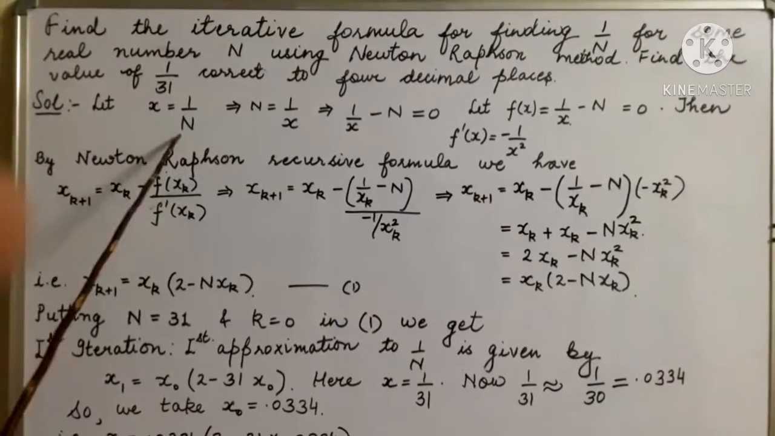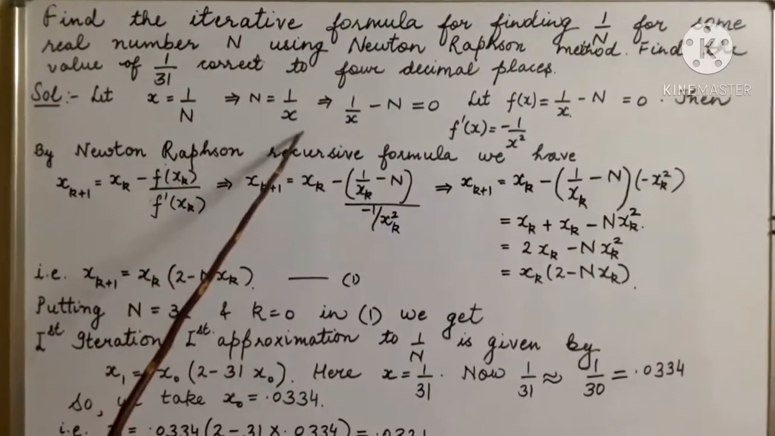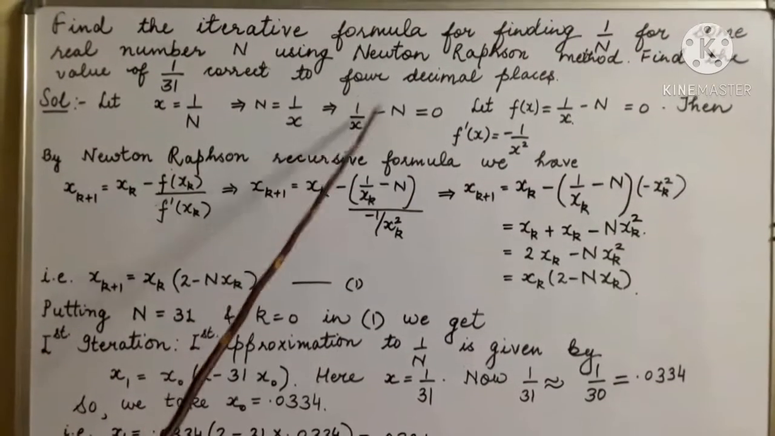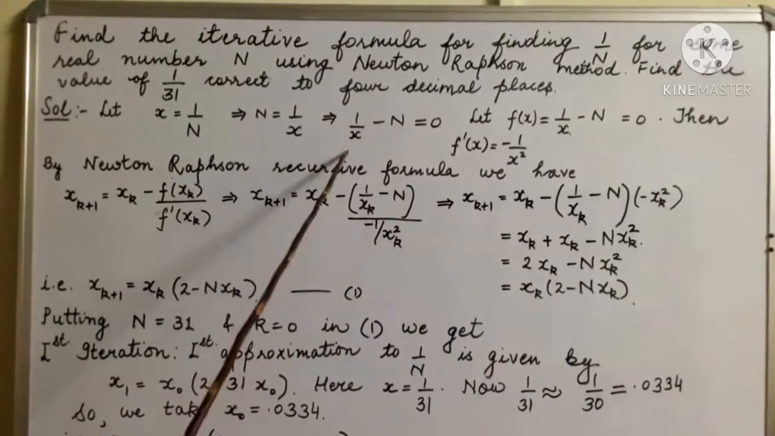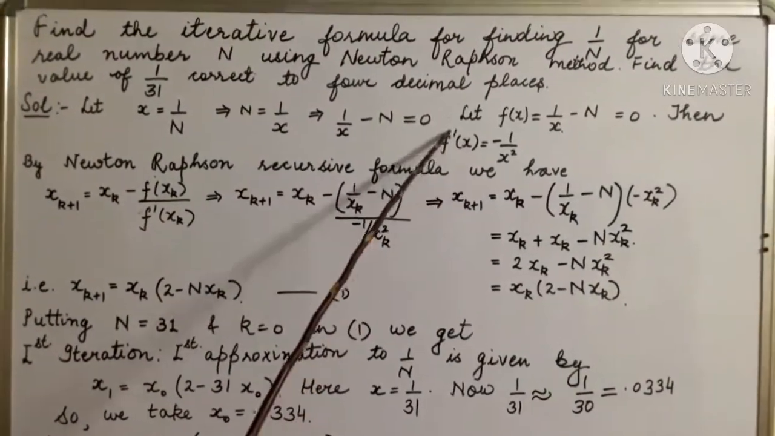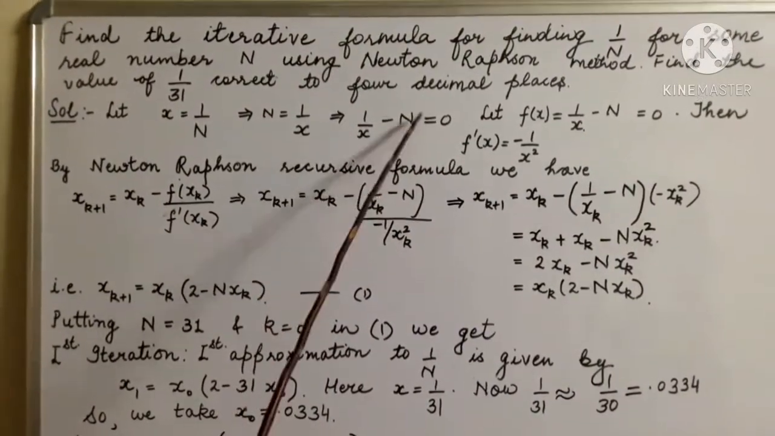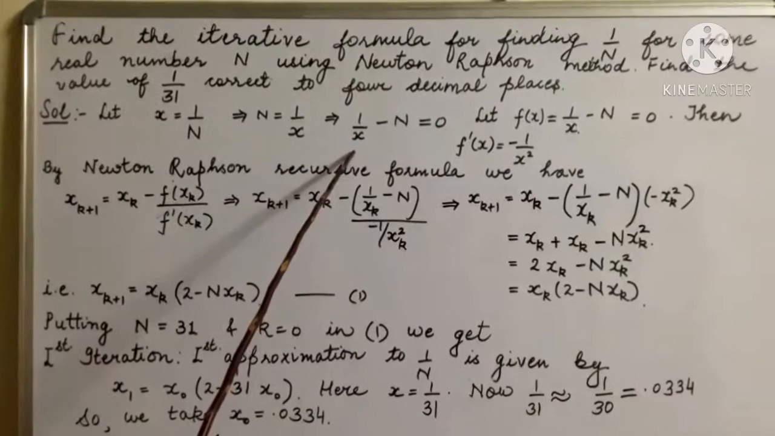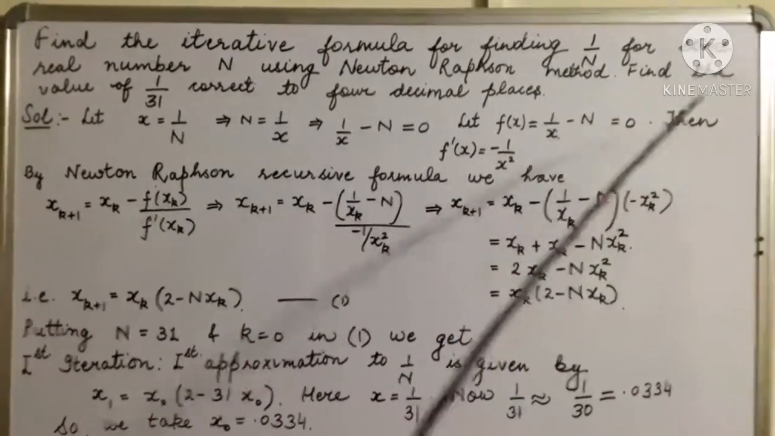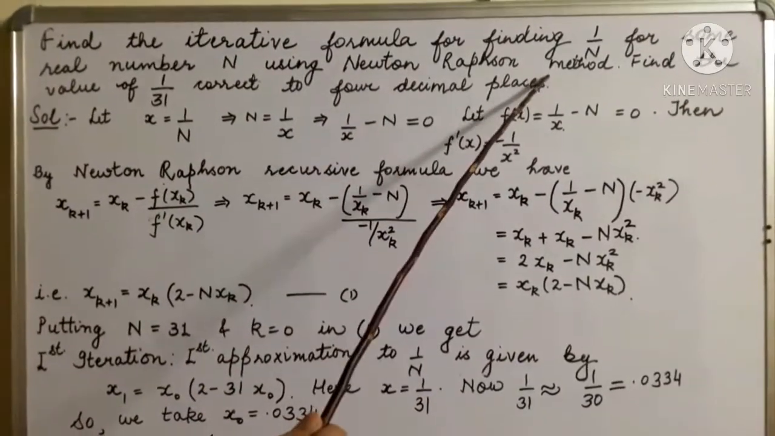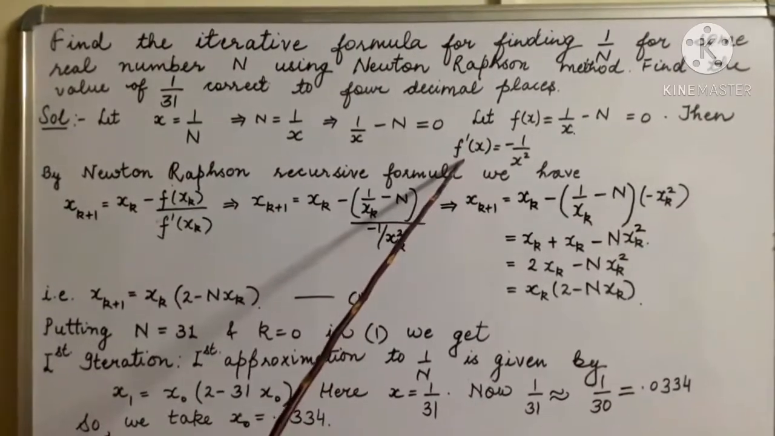Let x equal to 1 upon N. It further implies N is equal to 1 upon x. It further implies 1 upon x minus N is equal to 0. So we have changed it into an equation. Now let us name this equation. We are considering that the polynomial on the left hand side is f(x) equal to 0. Then we are using the Newton-Raphson method, so we will also need the derivative. So first of all, let us find the derivative also.